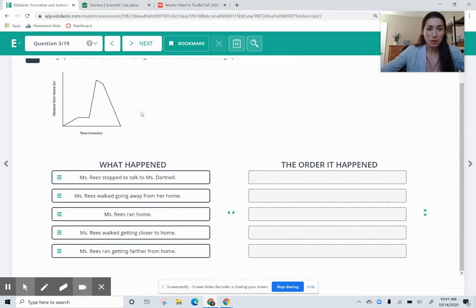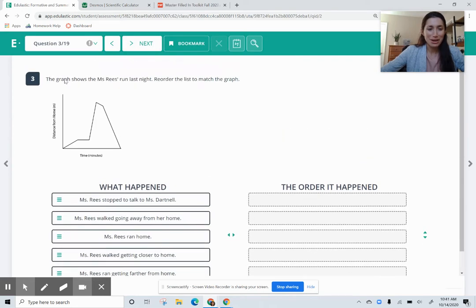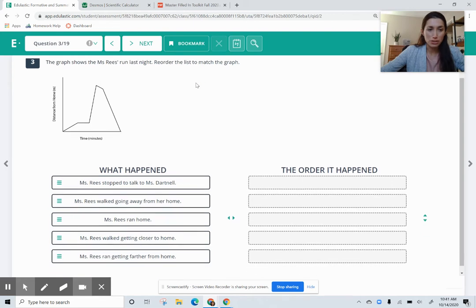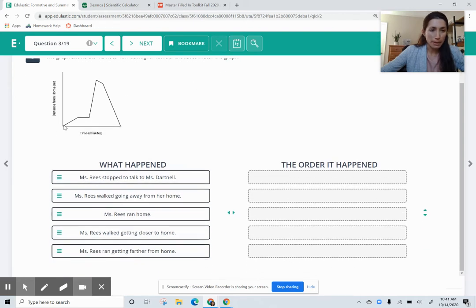We want to look at the story. The story is about me. The graph shows Miss Reese's run last night, and we want to reorder the list to match the graph. If I look here, it looks like I'm leaving from a distance from home, then I'm stopping at some point. Here I'm going really fast, and then it looks like I'm turning back around. We know the second part of my graph is stopping, so I'm going to move that over to the stop section.